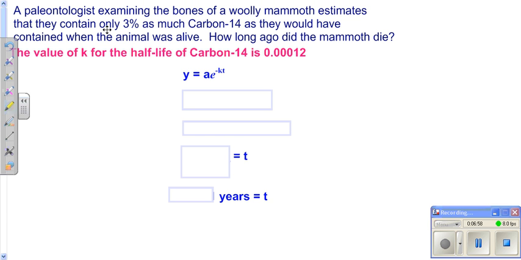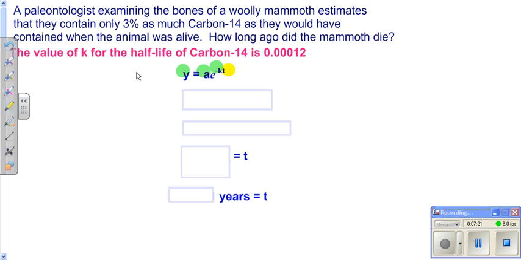So read through this one here. Now, how long ago did the mammoth die? How long ago? That's what we're looking for, t. So we should be able to plug in values for everything else, remembering that e is the natural number e.